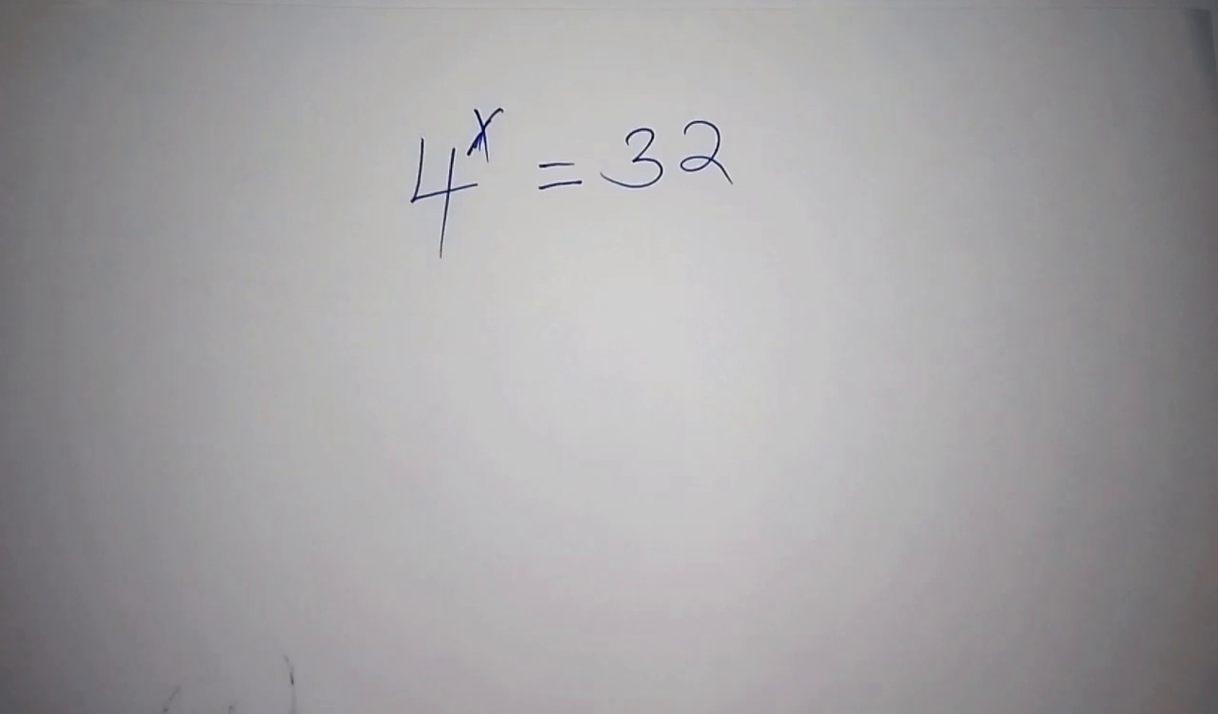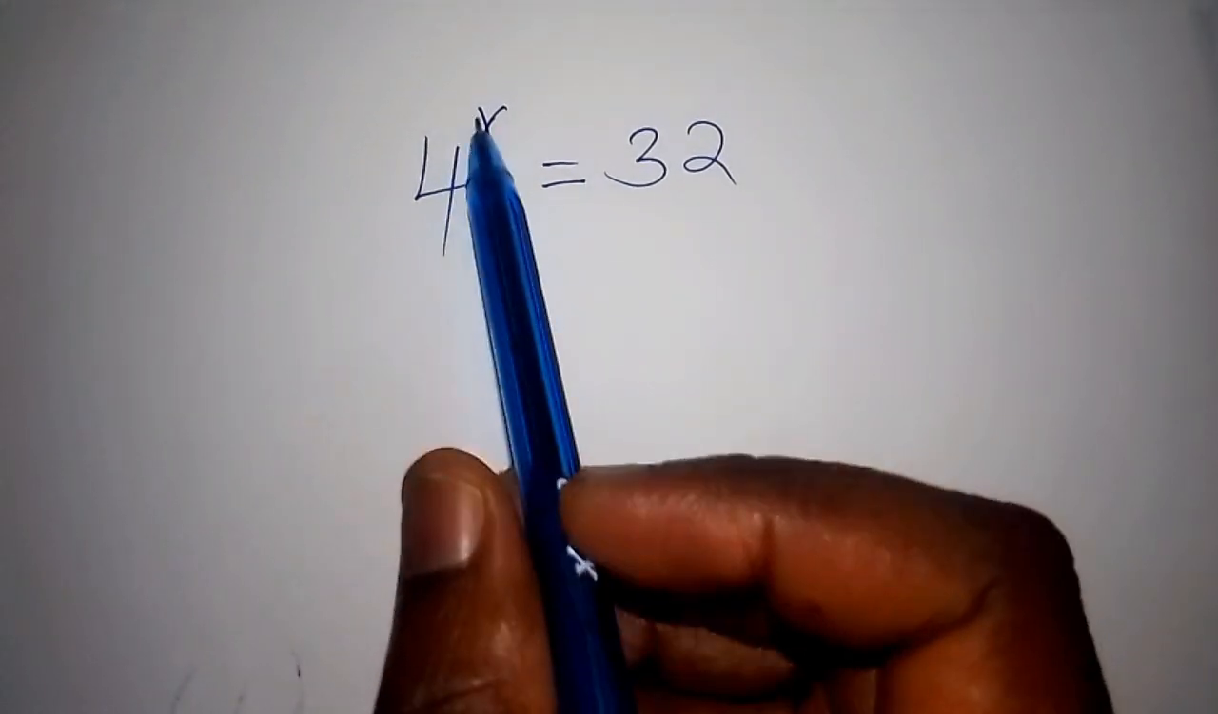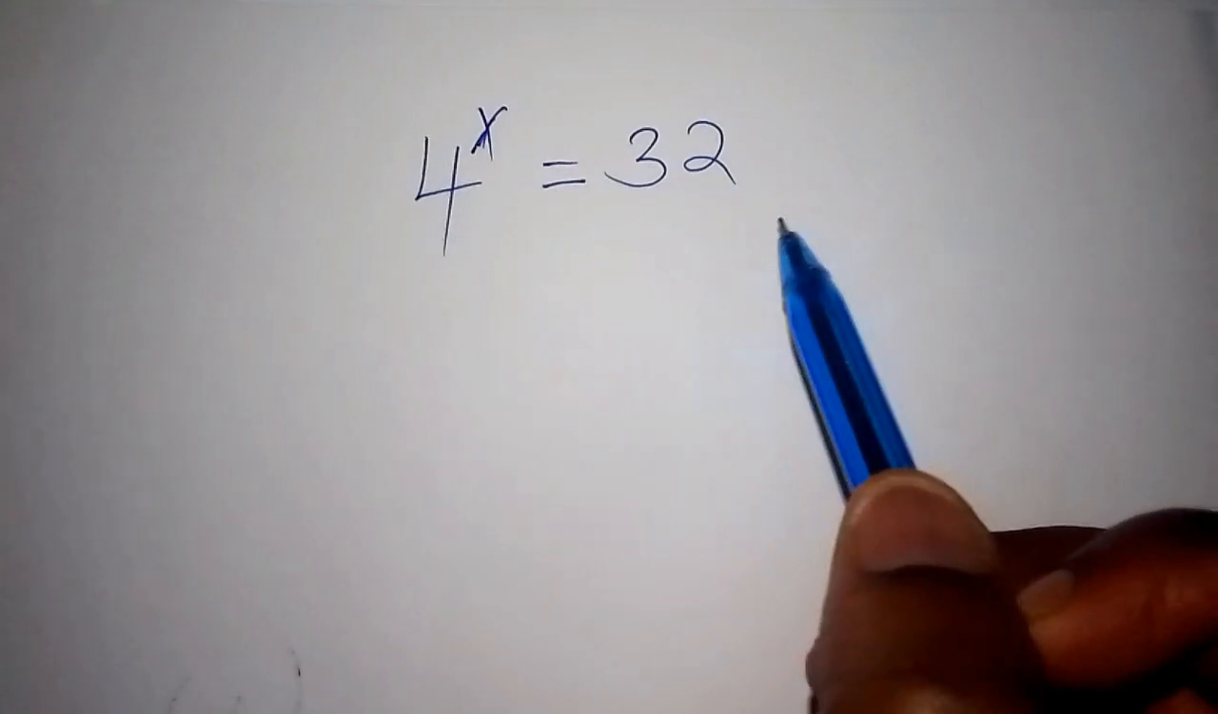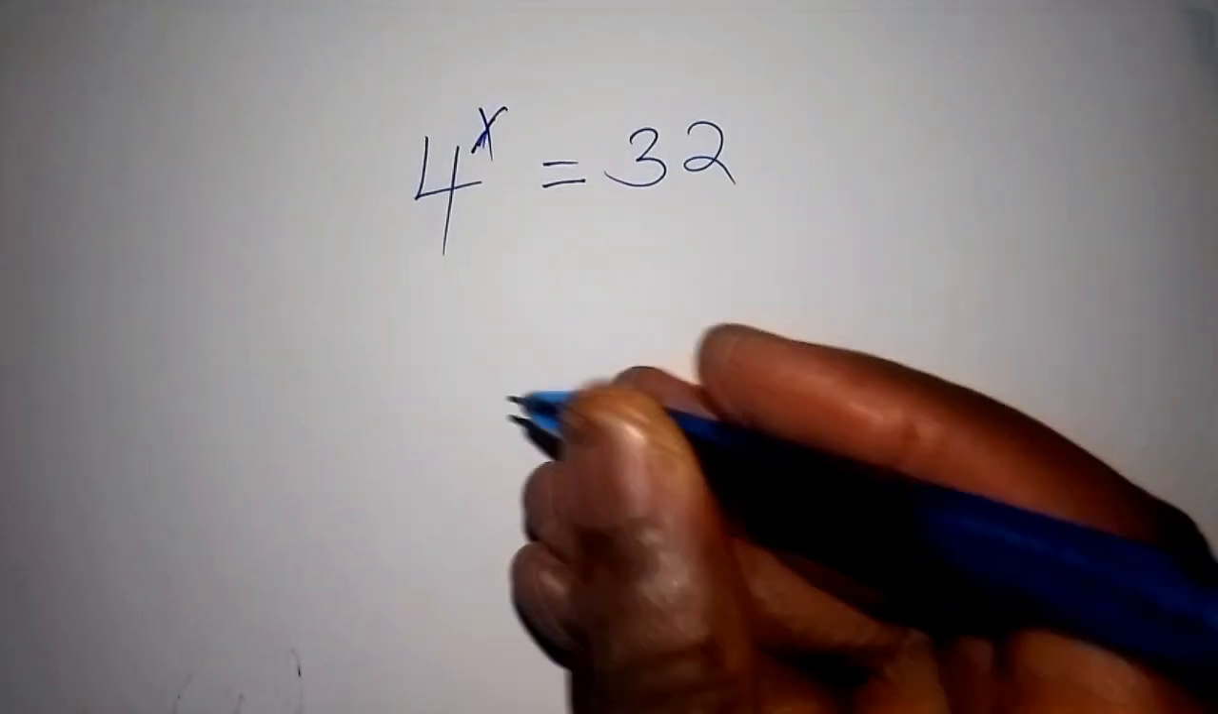Hello viewers, welcome to our maths lesson today. We want to solve this problem: 4 to the power of x equals 32. Be with us until the end of this video. Let's begin with the solution.